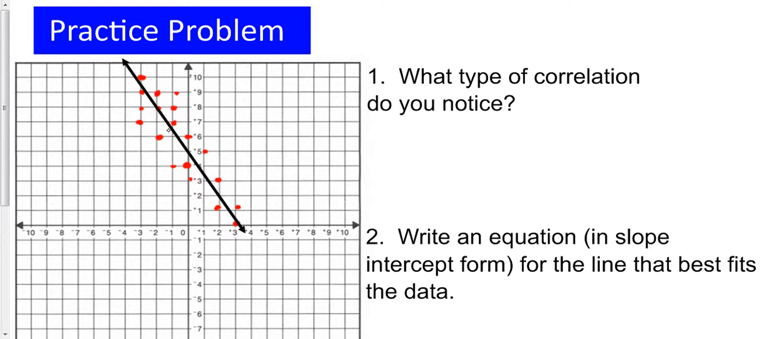Here I've plotted a bunch of points and then drew in this line, and that's the line of best fit there. So these points represent my scatter plot, right? And then this is the line that seems to model that. So what type of correlation is this? Well, if I look at my graph here, I can see that the line has a negative slope. As x increases, y is decreasing. So this is a negative correlation, and the points are clustered pretty close together, so we could say it's a strong negative.